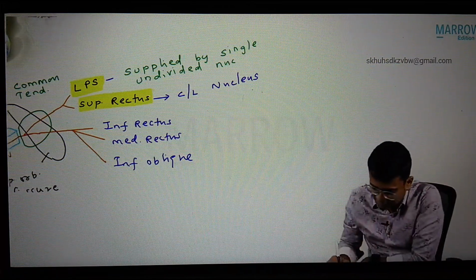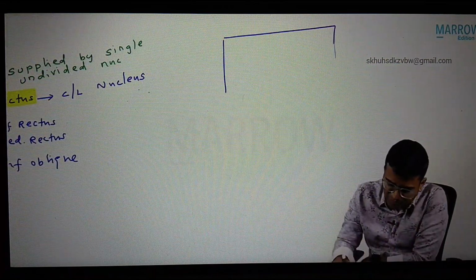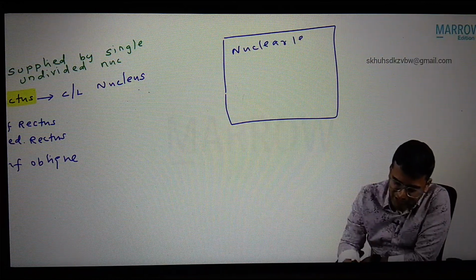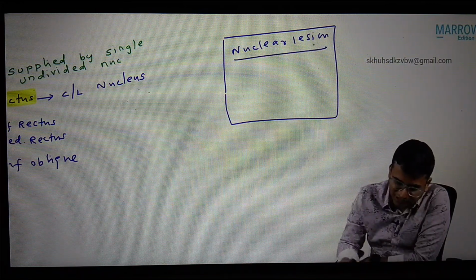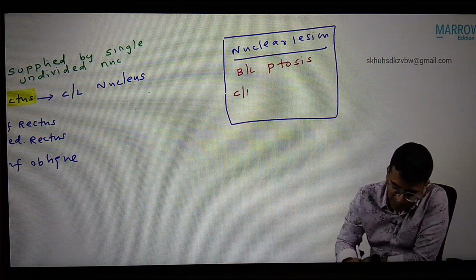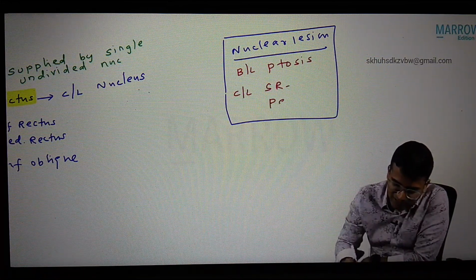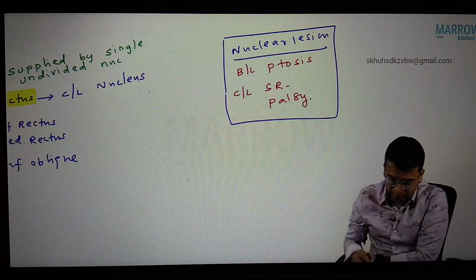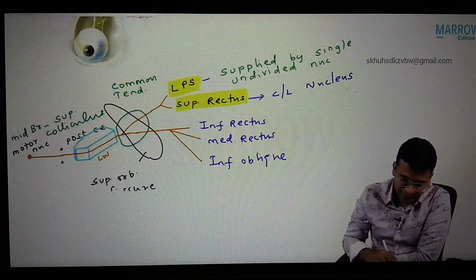Okay. So please write one small box, and then write, whenever you see a nuclear lesion for the third nerve, the patient will have bilateral ptosis, and opposite side contralateral superior rectus palsy. Is that clear? Right. Now come to the diagram.